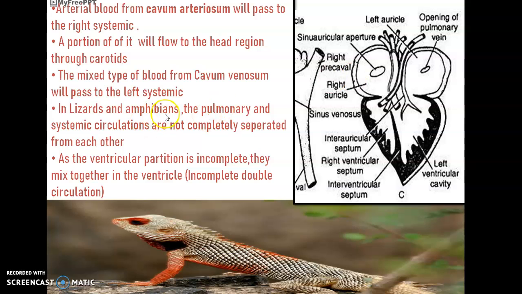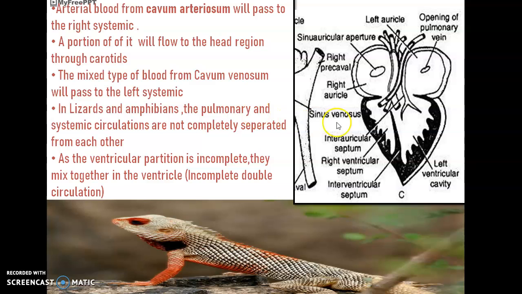Okay. In lizards and amphibians, the pulmonary and systemic circulation are not completely separated from each other. So as the ventricular portion is incomplete, they mix together in the ventricles. So this is called incomplete circulation. Actually, as the ventricle is incompletely divided, there occurs a regular mixing of the deoxygenated as well as the oxygenated blood. We can say that this is not a complete double circulation. This is actually an incomplete double circulation. Double circulation in the sense that it involves both the pulmonary circulation and the systemic circulation.